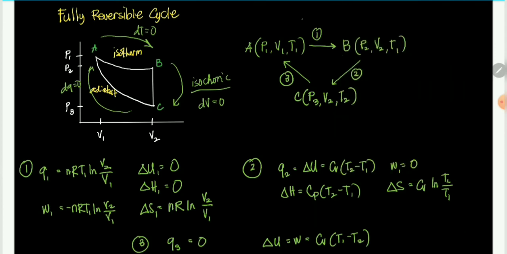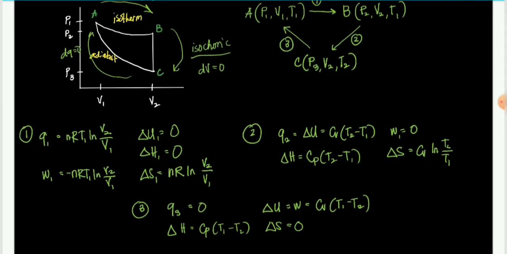Okay? So let's calculate the Q, W, delta U, and delta H for each path. So for path number one, or this first step, okay, Q1 is just equal to nRT1 ln V2 over V1. Okay, this is for the isothermal Q. W is just equal to negative Q. Therefore, W is negative nRT1 ln V2 over V1. Since this is an isothermal process, dT is equal to 0. So yung delta U1 at delta H1 ay parehong 0. Okay? So the delta S of this isothermal process is just equal to dQ over T. So therefore, that is nR ln V2 over V1. So meron tayong value ng delta S1.